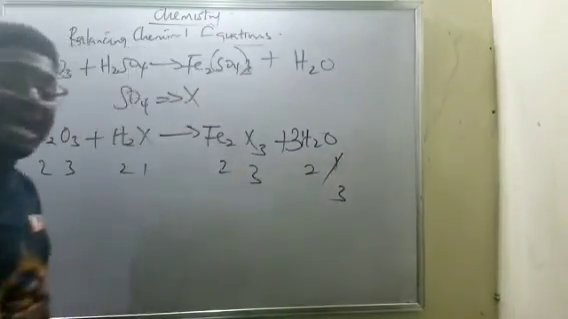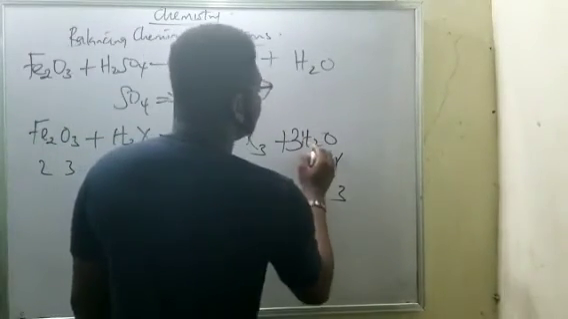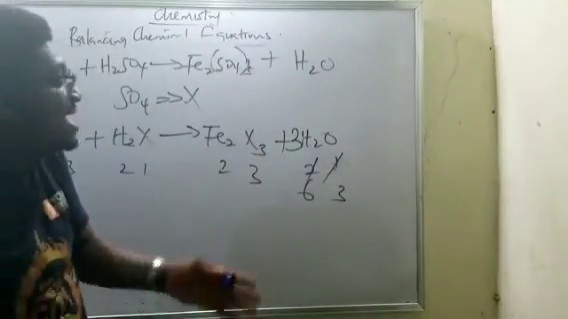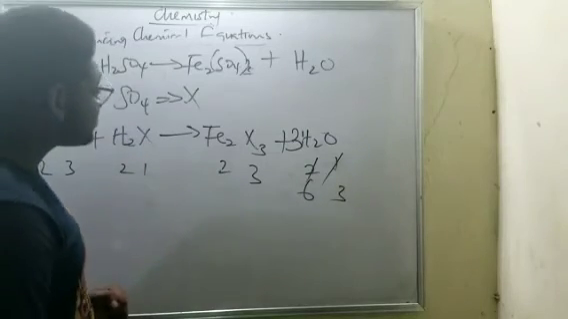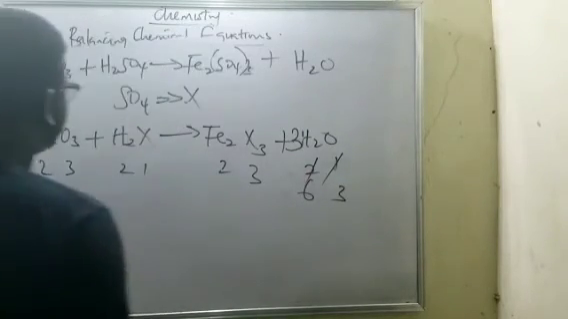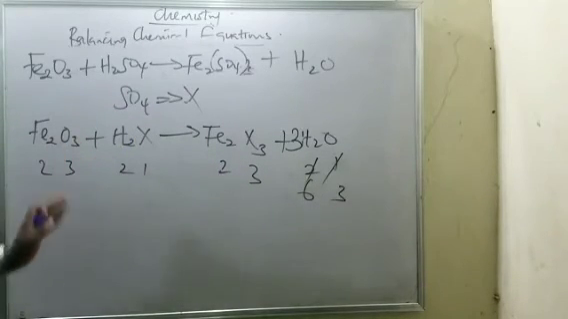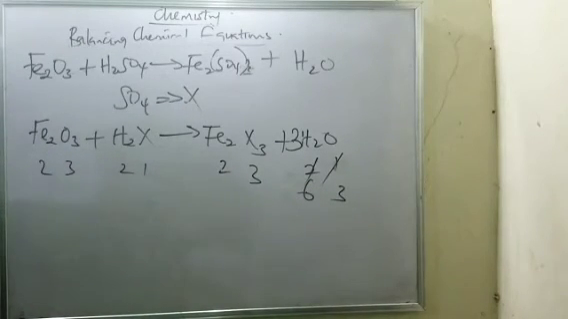But it has affected hydrogen. Hydrogen is no longer 2. Hydrogen is now 2 times 3, that is 6. Hydrogen molecule in 3 places, which makes it 6. So now that we have 6 hydrogen, let's come back to this place. Oxygen is balanced, iron is balanced, but hydrogen is not balanced because I have 6 molecules of hydrogen here and I have just 2 molecules of hydrogen here.